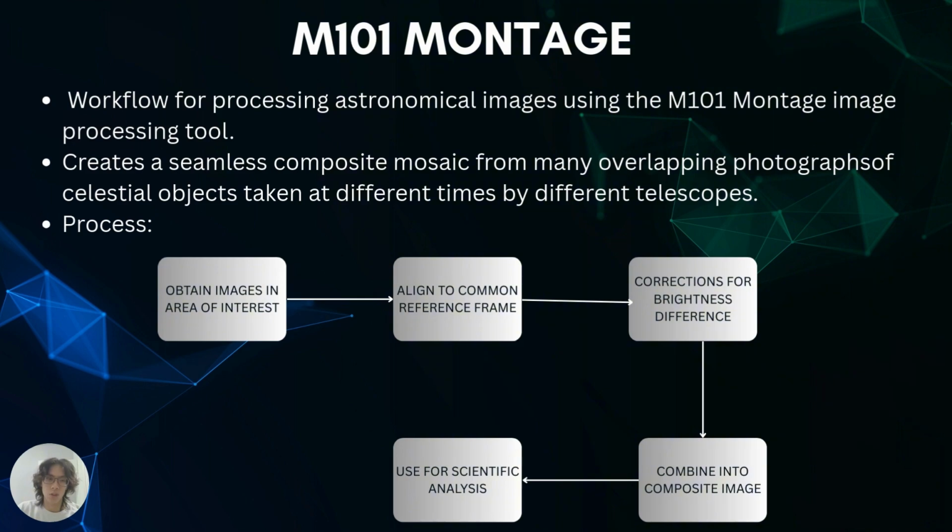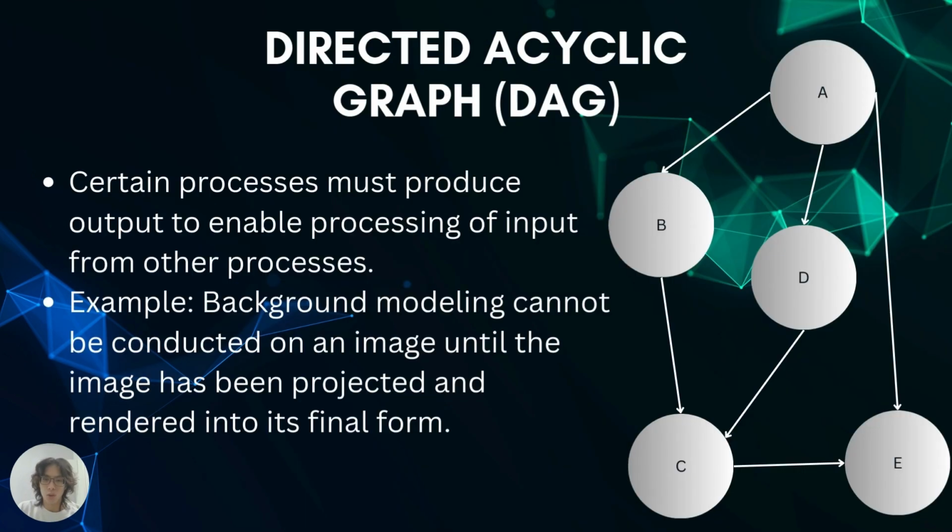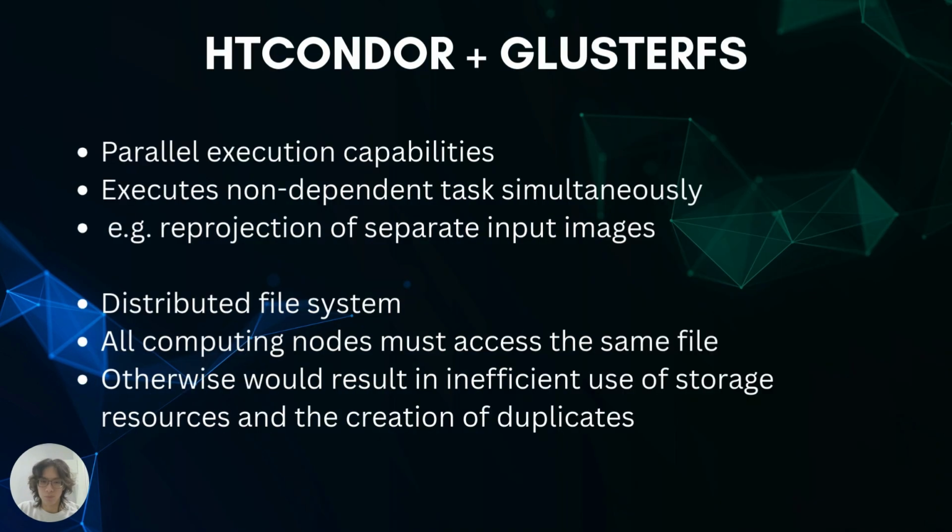This workflow requires the use of a directed acyclic graph, or DAG, to determine dependencies between tasks. Certain processes must produce output to enable processing of input from other processes. For example, background modeling cannot be conducted on an image until the image has been projected and rendered into its final form. The DAG clearly illustrates all the different types of tasks that can occur at any given time, as well as which tasks must complete before starting any dependent processing tasks.